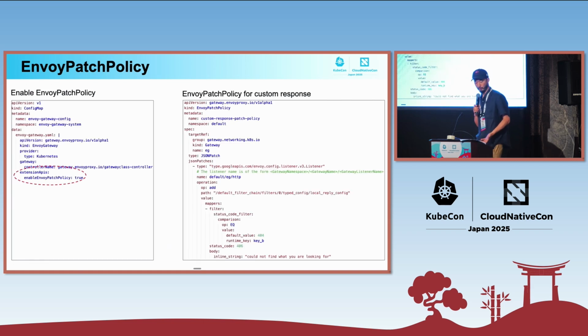So this is how you do EnvoyPatchPolicy. You need to enable it in the Envoy Gateway configuration. And on the right side we have an example. We replace the default 404 response with 406 and add some customized message body. So that's what you can do.